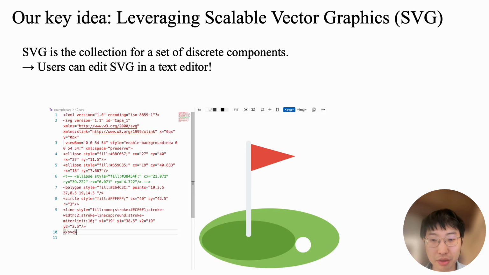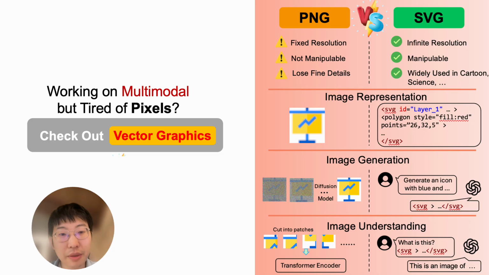When you see this new image, you should pause the video and think about what's the difference between this image and the image in the previous slide. After some seconds, you will realize that the black circle in the middle is missing. Why is it missing? Because the corresponding code block has been commented out. This tells us that SVG is just a collection of a set of discrete components, and users can edit SVG in a text editor. If you are working on multimodal but tired of pixels, I strongly recommend you check out vector graphics.